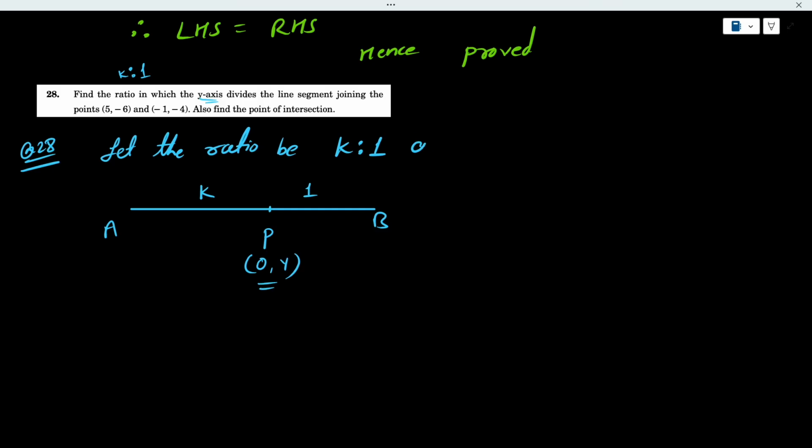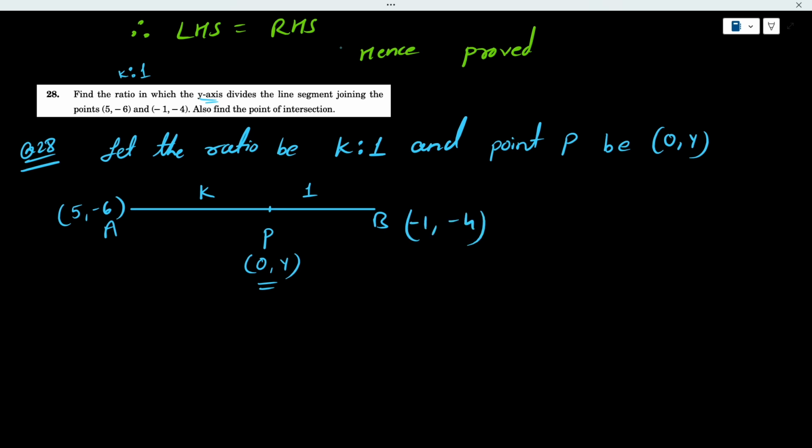Let the ratio be k is to 1 and the point P, which is dividing the line segment, be 0 comma y. You need to write this down. Now what are the endpoints of the line segment? A is 5 comma minus 6. B is minus 1 comma minus 4.